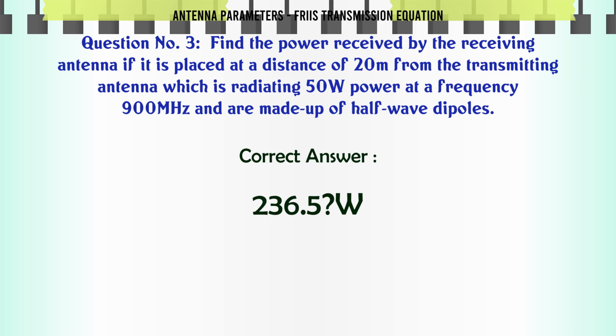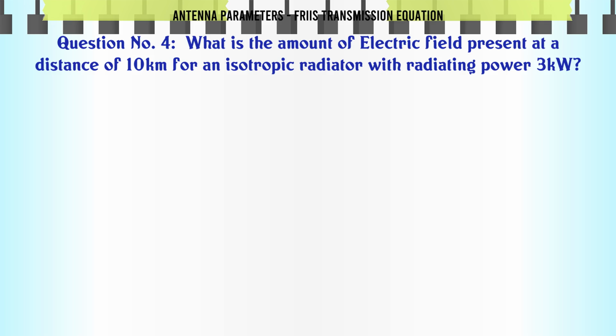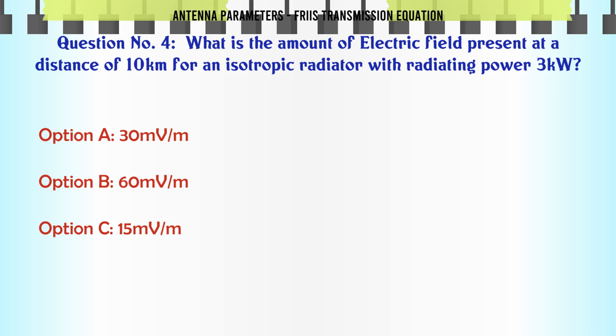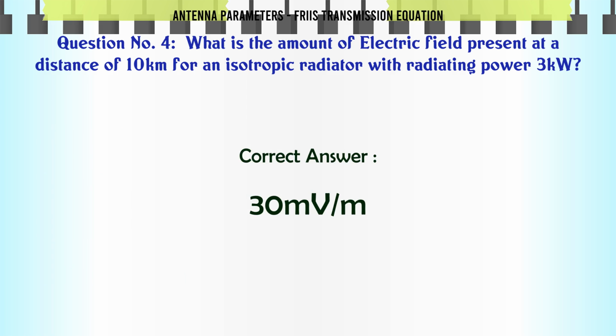236.5 watts. What is the amount of electric field present at a distance of 10 km for an isotropic radiator with radiating power 3 kW? A, 30 mV/m; B, 60 mV/m; C, 15 mV/m; D, 10 mV/m. The correct answer is 30 mV/m.